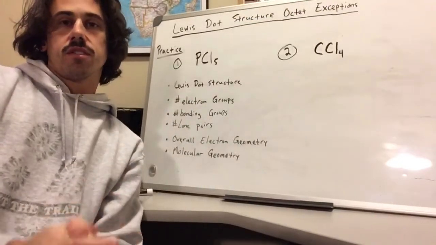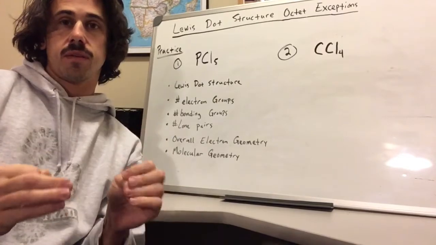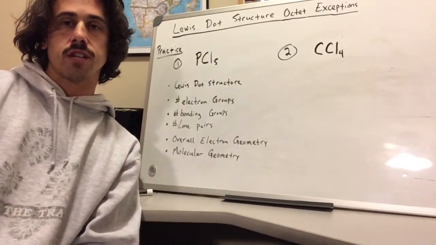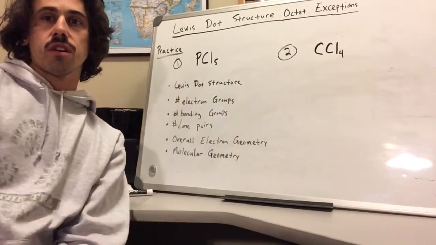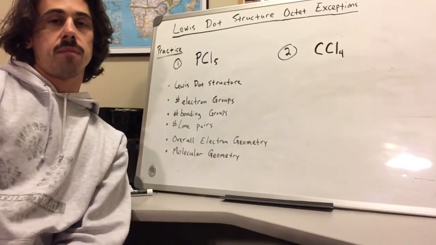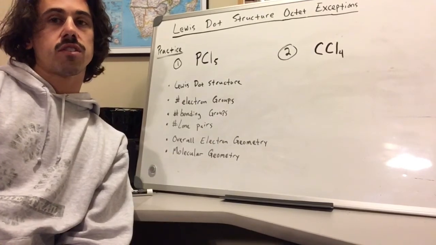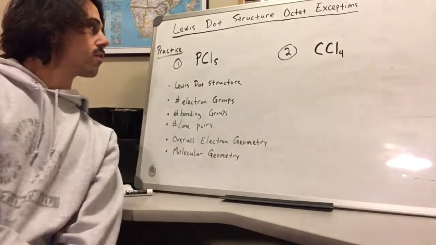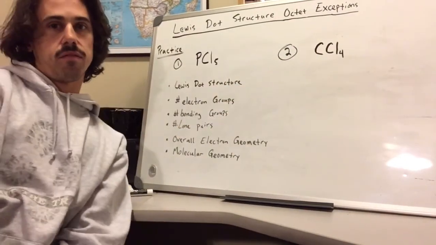Alright, so I just finished doing some examples for you guys. What I want you to do now for practice is do this on a piece of paper, take a picture of it, and then turn it in to this assignment on Google Classroom. I'm going to have you draw the Lewis dot structure, tell me the number of electron groups, the number of these groups that are bonding groups, the number that are lone pairs, and determine the overall electron geometry as well as the molecular geometry for these 2 molecules: PCl5 as well as CCl4.